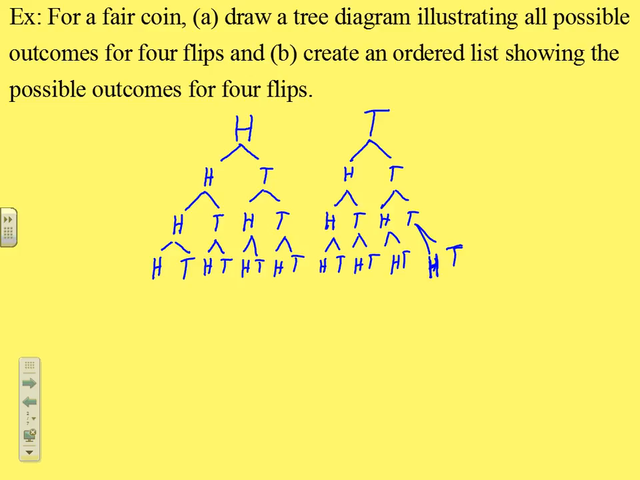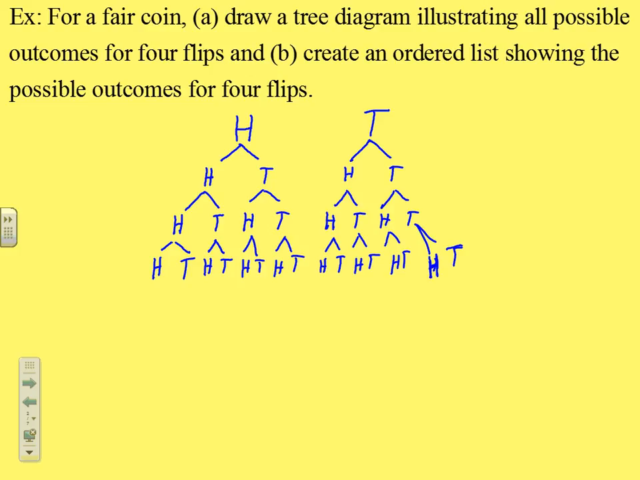We flip it once so we could get a heads or tails. Then I flip again. That would be the second row, the third row, and then finally the fourth row. Those are the outcomes for our fourth flip. Okay, so these are the potential outputs or the potential things that we could see if we flipped a fair coin 4 times.